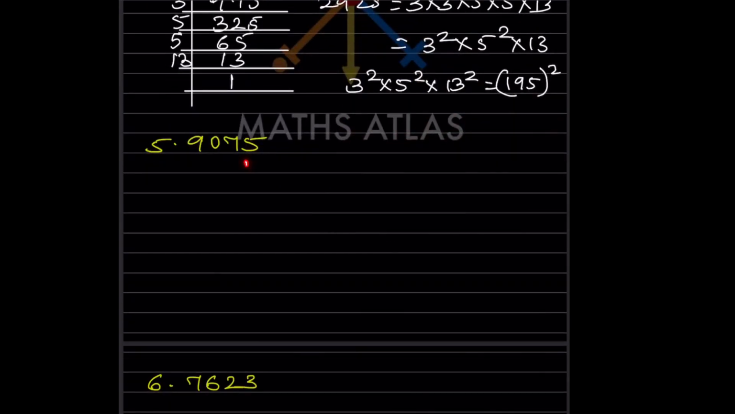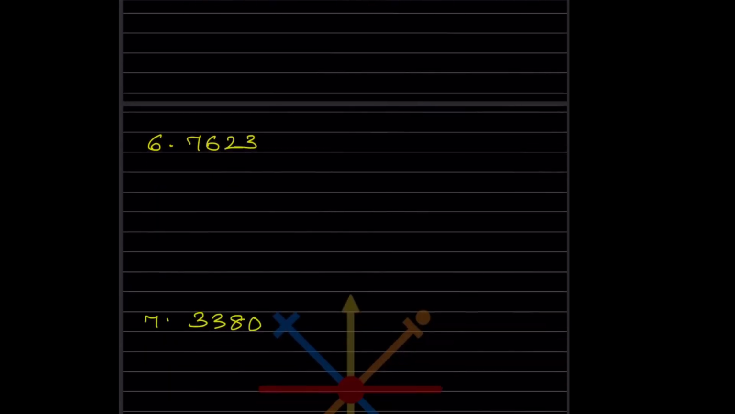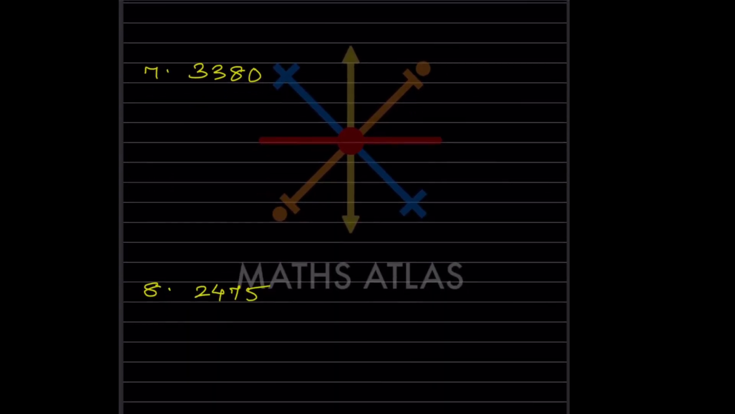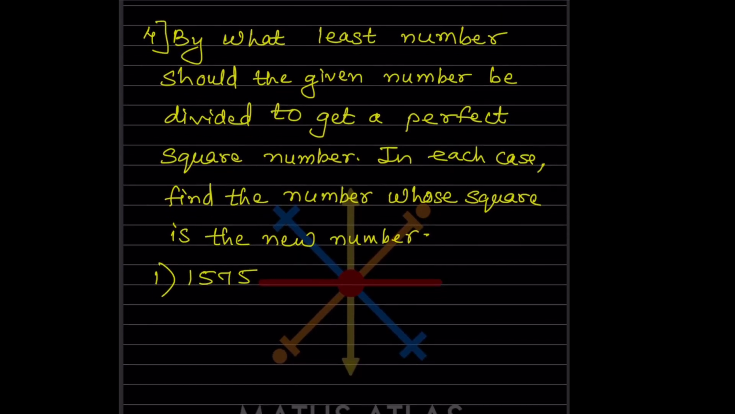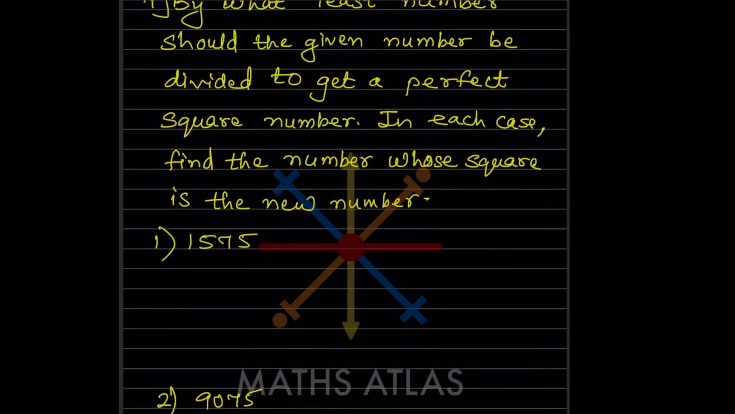So you can do this problem and this problem, they are the same type. You can try, and this one. So they have given, again this you can do it. Well, you have to find the prime factors and you can try for this one. So now let us see the next one. By what least number should the given number be divided to get a perfect square number? In each case, find the number whose square is the new number.